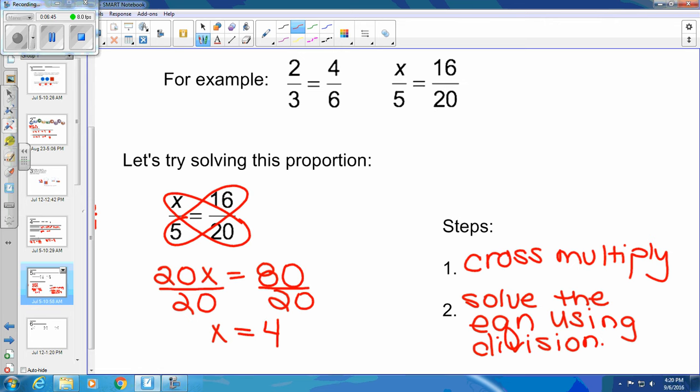And if I want to go back and check, if I put x in here as 4, 4 times 4 would give me 16, and 5 times 4 gives me 20. So those are equivalent, and 4 is correct.